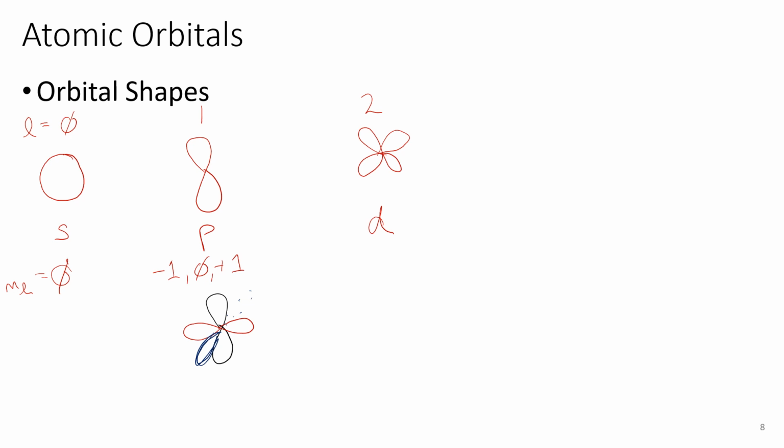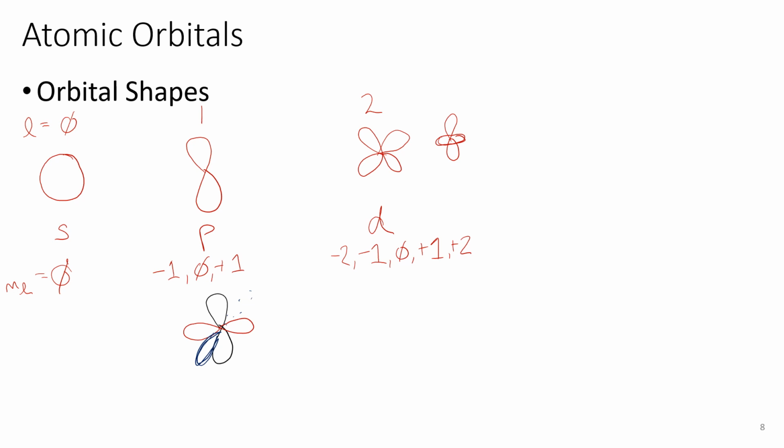With our D-type orbital, our ML values are -2, -1, 0, +1, and +2. So we have 5 orientations that we can have in space for this double dumbbell. One of the other orientations in space is not actually a rotation of the double dumbbell that we see. One of the other orbital notations is to have a single dumbbell with a donut around the middle of it as well.